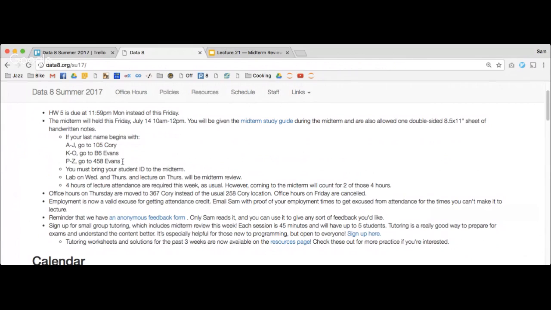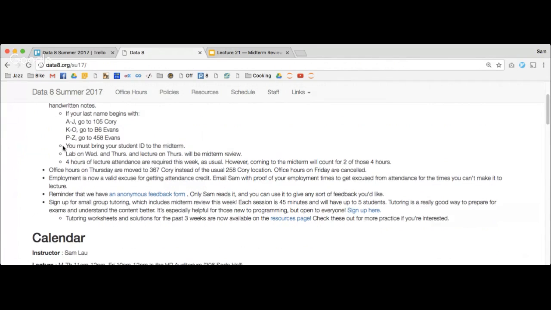Okay. So midterm tomorrow, look at the website for your room assignment. Depending on the first letter of your last name, you're going to go to a different room, one of 3 rooms. You must bring a student ID with you to the midterm. There are 4 hours of lecture attendance required this week, but coming to the midterm will be 2 of them.